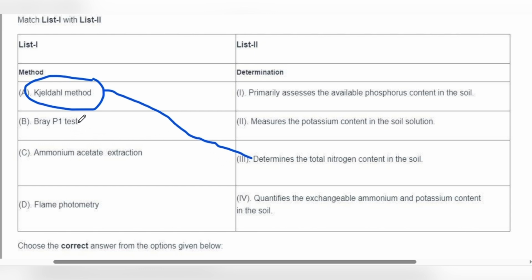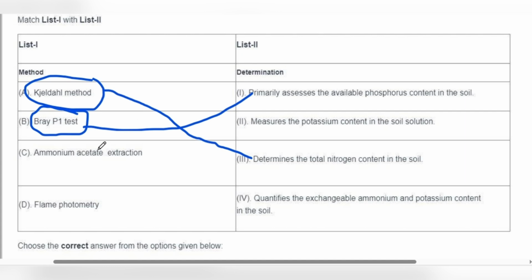Bray, we know Bray's P1 test is used for determination of phosphorus. Bray and Olsen, as you know, Bray is used for acidic soil, whereas Olsen is used for alkaline to near neutral soils, and these two are the most popular extractants used for assessing the available phosphorus content in the soil.